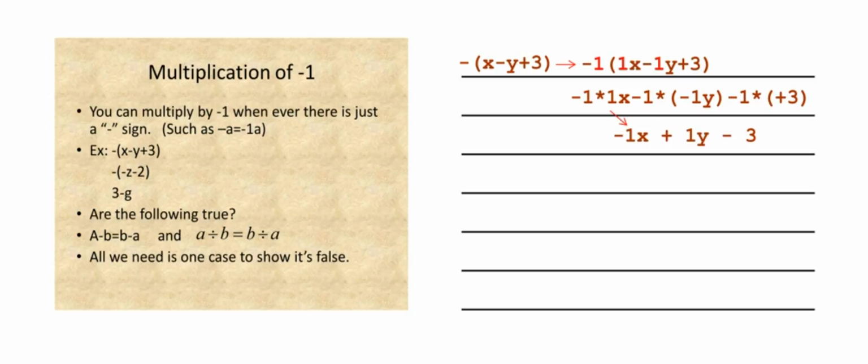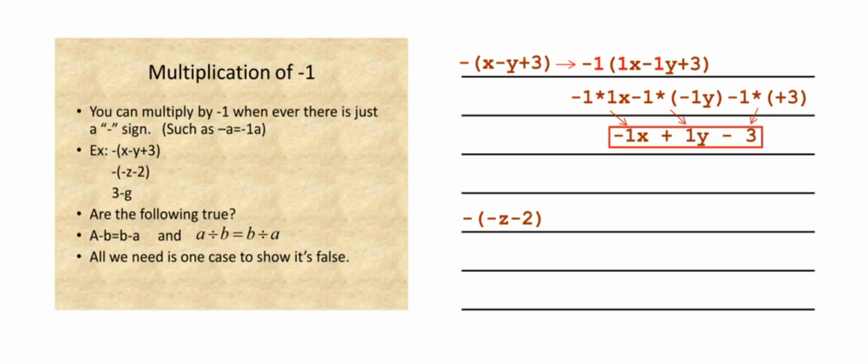Do keep in mind, there is where our 1 came from, as well as the 3, through the simplification of 1 times 1 on the left side, and 1 times 3 on the right side. We can't simplify any further other than just getting rid of the 1. So we have a negative x plus y minus 3.